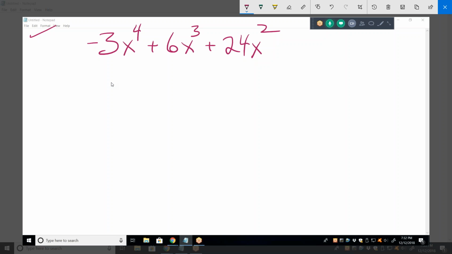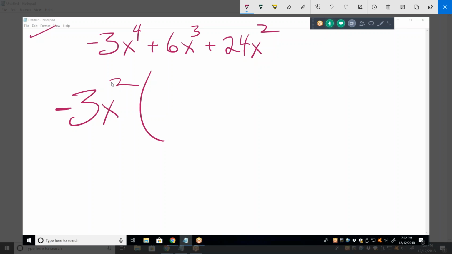Okay, so factor out an x squared also. Now, do I want to factor out a 3x squared, or do I want to factor out a negative 3x squared? A negative 3x squared. The reason is because the thing that's going to be left over is going to be a quadratic. You always want your quadratics to have a positive leading coefficient.